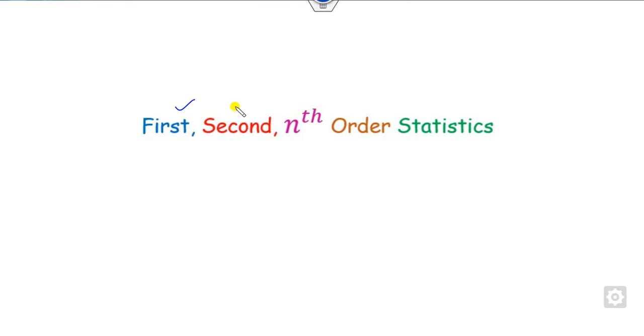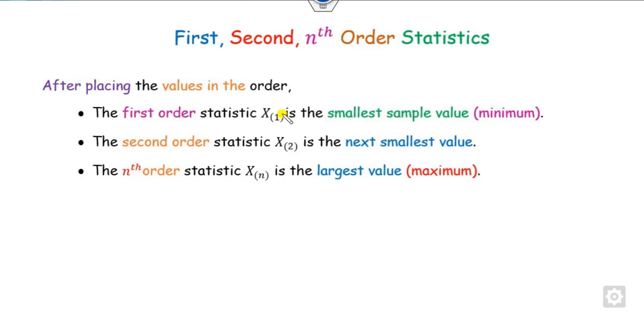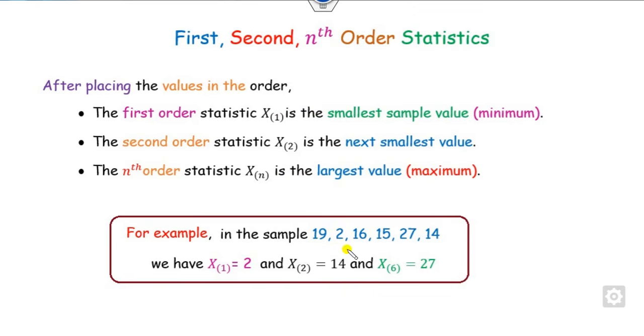Now how can you define the first, second and nth order statistics? Remember, x1 is, as we discussed, the smallest sample element, so we call it the minimum. x2 is nothing but the next smallest element. xn is the largest element, called the maximum. For example, here the smallest element is 2, this is my x1. The next smallest element is 14, so this is my x2. What is xn, the largest element? Here n is 6, so x6 is the largest element, 27. Similarly, you can find the third order statistic. The third smallest element here is 15, and so on.